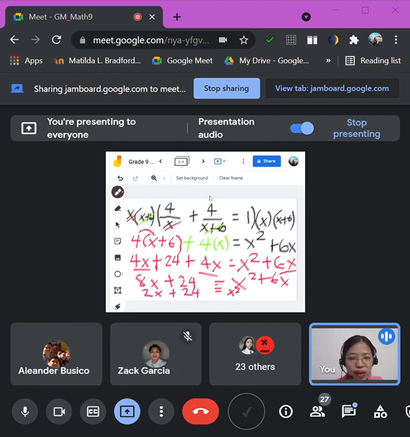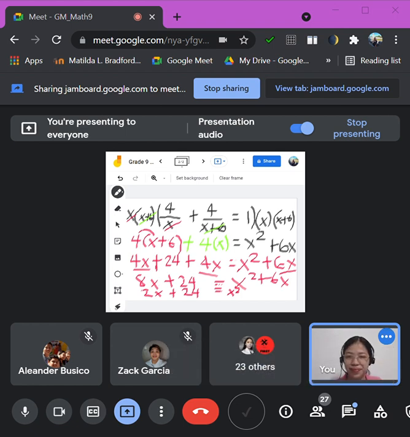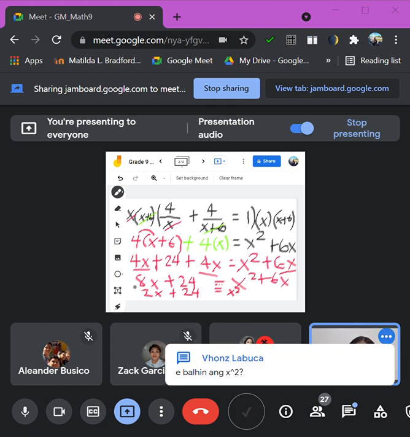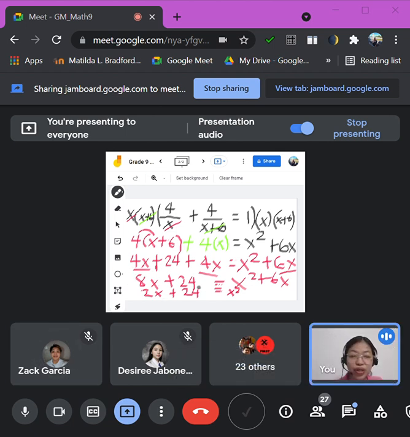Okay, so what do you think atong next process ani? Para mahimo na gyud siyang quadratic equation. Transpose. Very good. So, asa na to i-transpose? From left to right or from right to left? Left to right. Okay. Left to right lang atong buhaton class para dili man negative atong x squared. Kay dili man pwede ang quadratic term na negative.